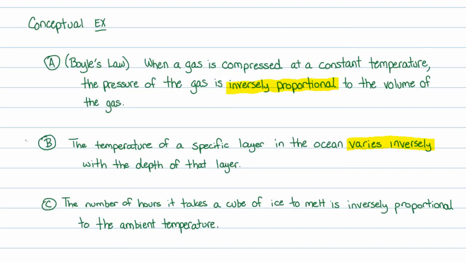So let's take a look at some examples. And like I said, remember, we're looking for examples where when you increase one quantity, its related quantity decreases. So for example, from physics, Boyle's law states that when a gas is compressed at a constant temperature, so you have some gas at constant temperature that gets compressed, the pressure of the gas is inversely proportional to the volume of the gas. So you can kind of think of it this way if you want to really understand the concept.